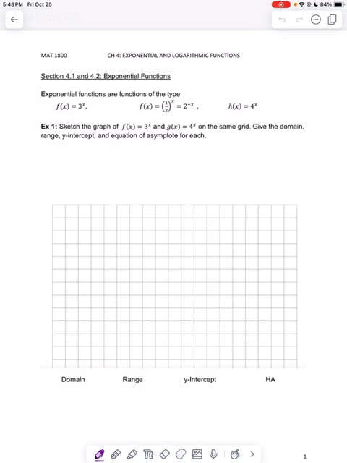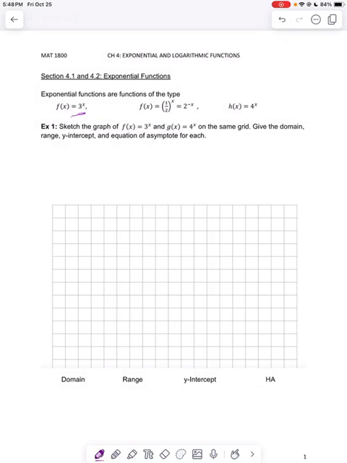So what is an exponential function? Basically, an exponential function is something of the type 3 to the x or 2 to the x or 4 to the x and so on, or 1/2 to the x. So think of any number, like square root of 2 to the x, that can also be a value.